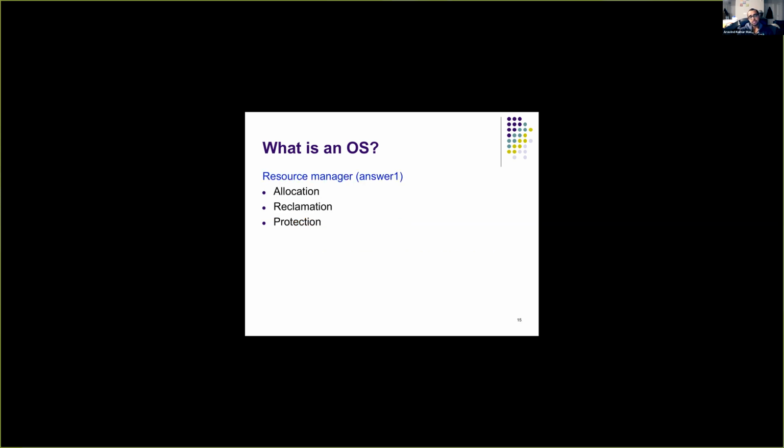As a resource manager, the operating system does three things. One, it allocates the resources; two, it reclaims the resources; and three, it protects the resources from contention, and makes sure that the programs don't use each other's resources.